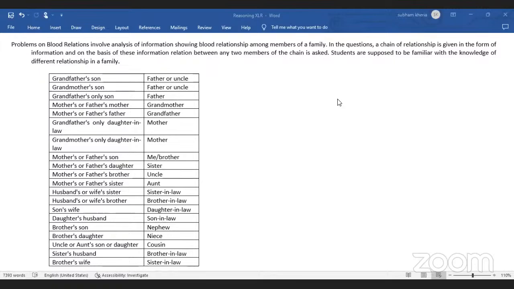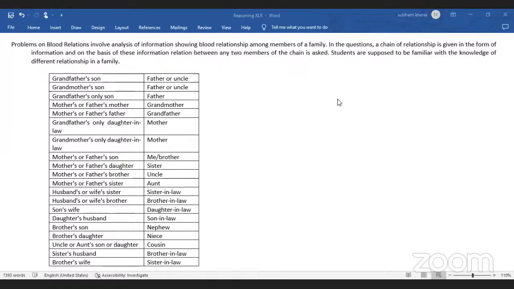Okay, assume it to be paternal. If they want to mention any maternal relation, they will specify maternal grandfather. Yeah, for example, uncle. If they are telling you uncle, imagine that as paternal uncle only. If they want to make you understand as maternal uncle, they will write maternal uncle.